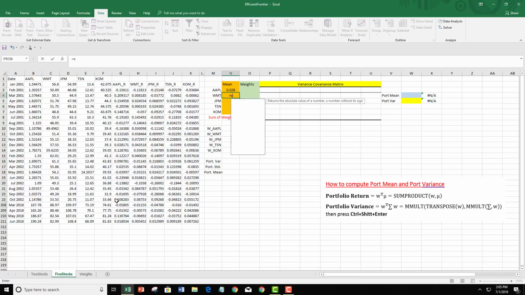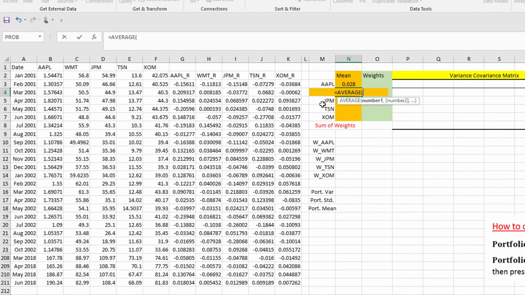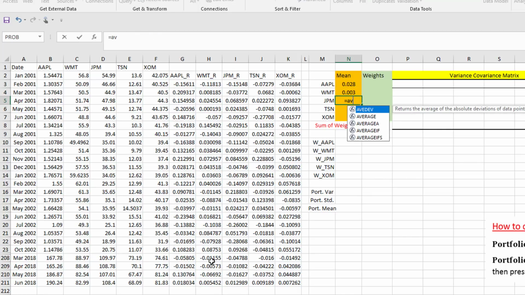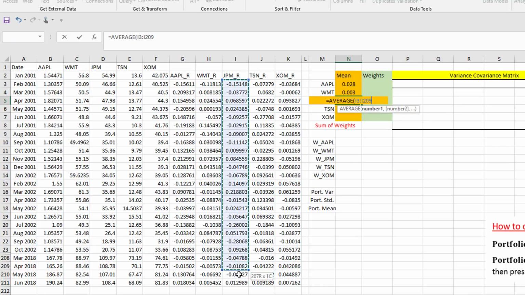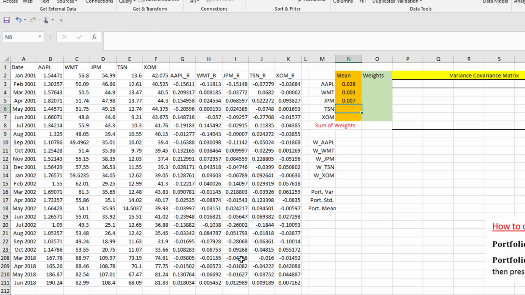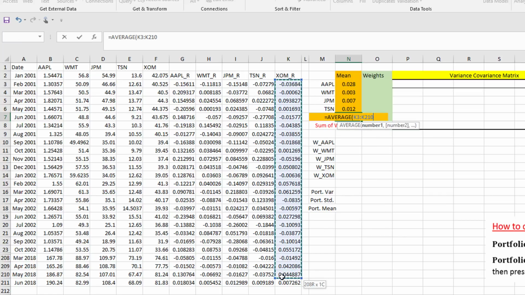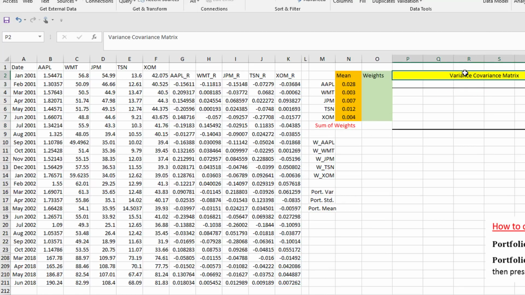Now I can compute the average for Walmart, right? The average for Walmart return, and next is the average for JP Morgan, right? And next is the average for Tyson, and finally the average for ExxonMobil. So once we compute the individual average for the stocks, we want to compute the variance covariance matrix.